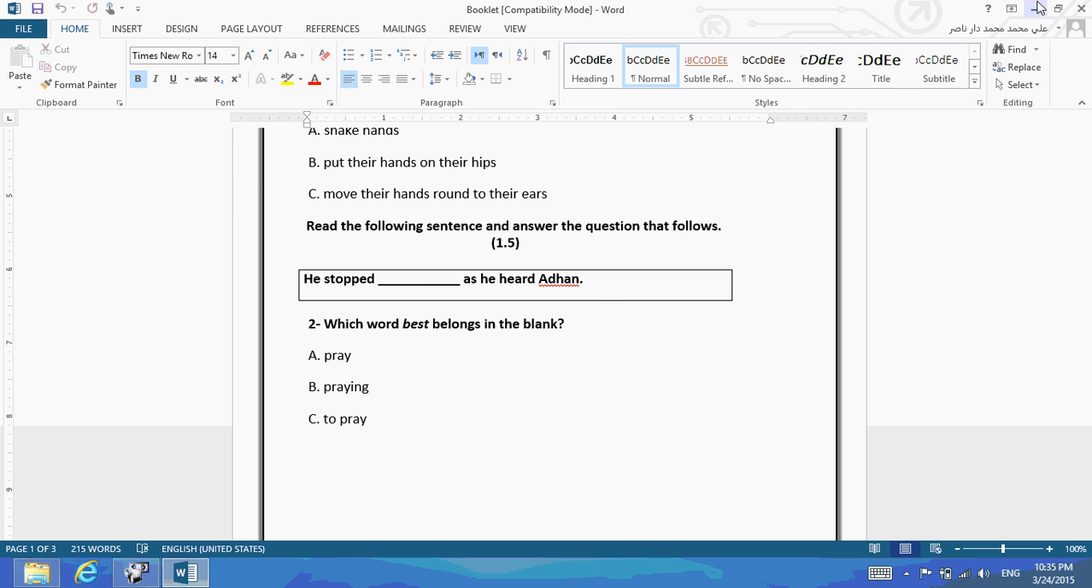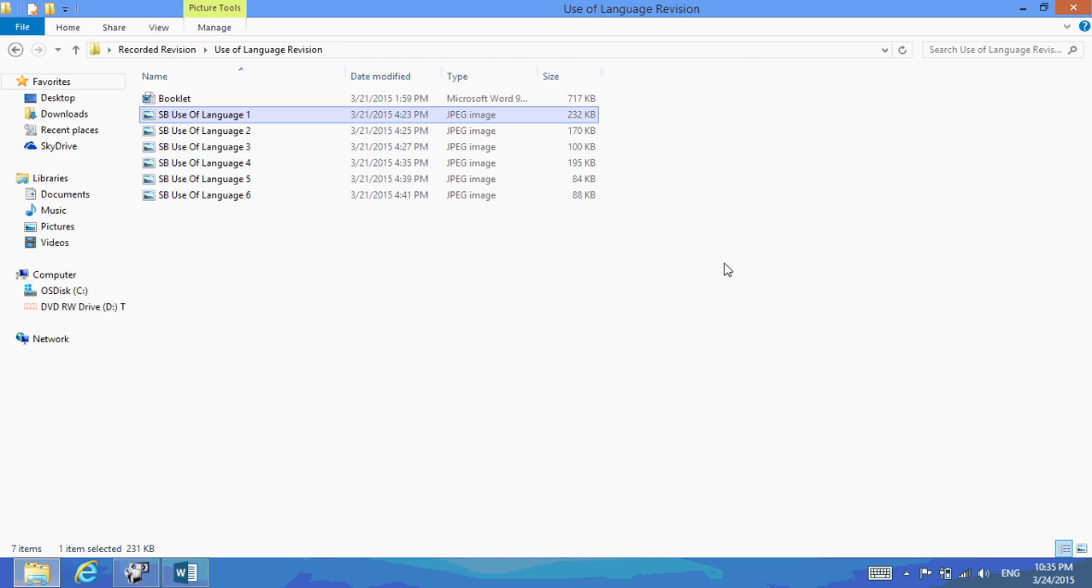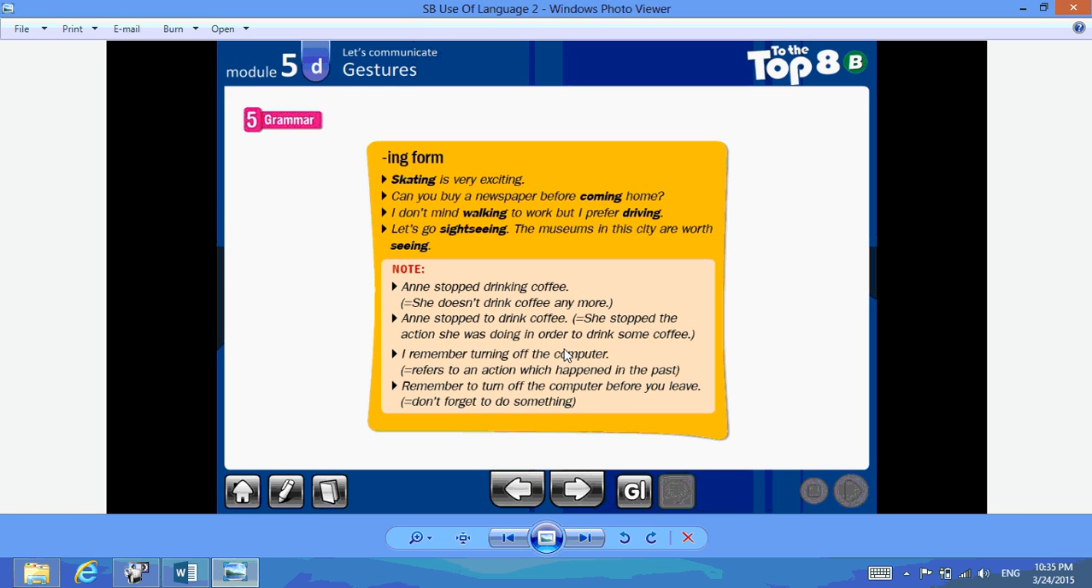A good example about this kind of questions taken from a student book is available in Module 5 D, Gestures, grammar. You see? Here is the explanation of the verb stop use.